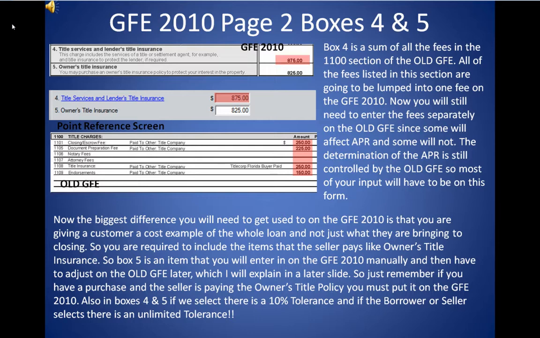This really doesn't affect you in any way except that you still need to enter those fees separately on your old Good Faith so you can get your APR correct.